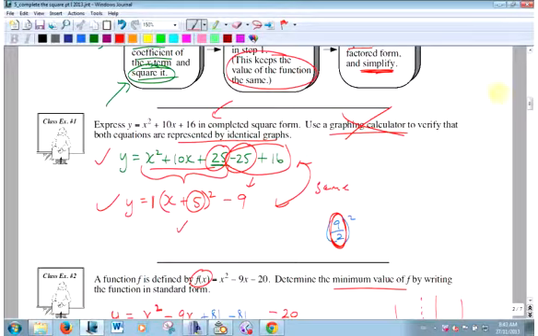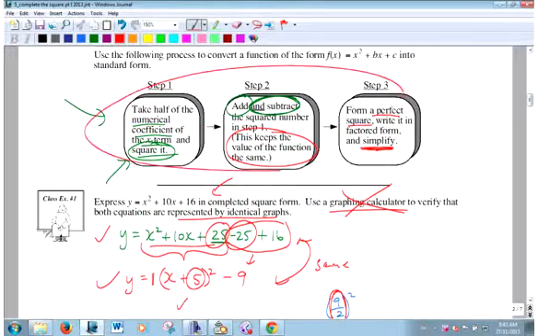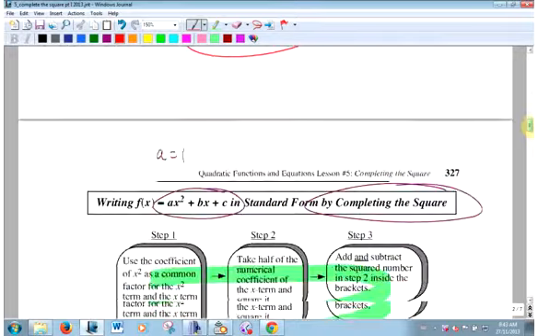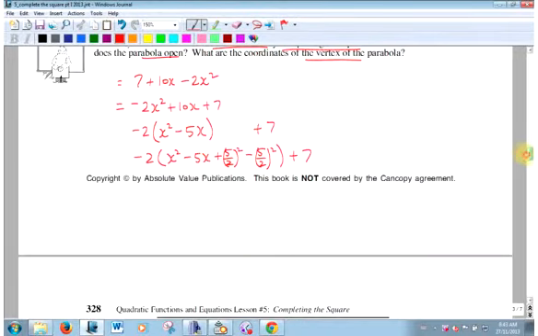Okay. That's what we do. Here's the flow chart again. This is what we did yesterday. Add and subtract the squared number in step 1. Take half of it, square it, to do a perfect square. All right. So that's 25 over 4 plus 25 over 4 minus, right?